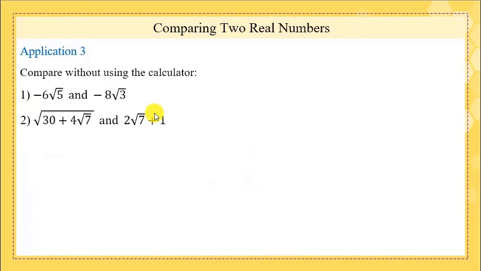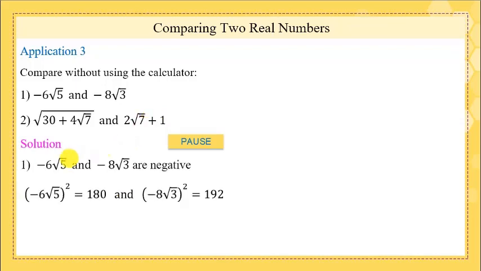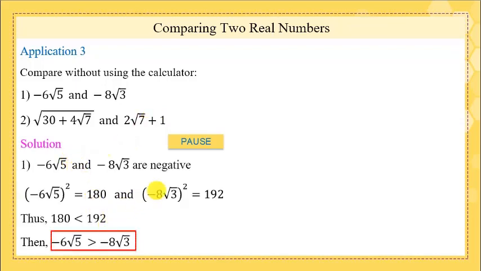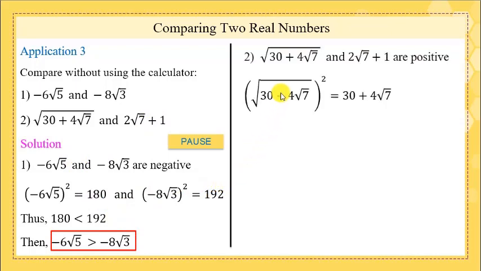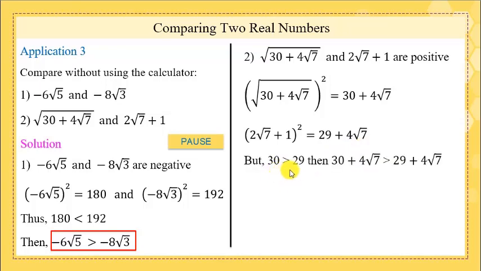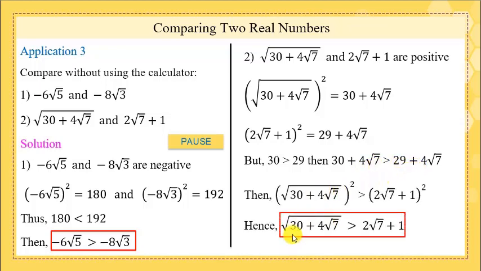Application 3. Stop the video and try. Okay, the first part is the same as the previous example here, and for the second part we square both numbers and we get two numbers after simplification. But since 30 is greater than 29, 30 plus 4 radical 7 is greater than 29 plus 4 radical 7, so we get that this number is greater than this number.